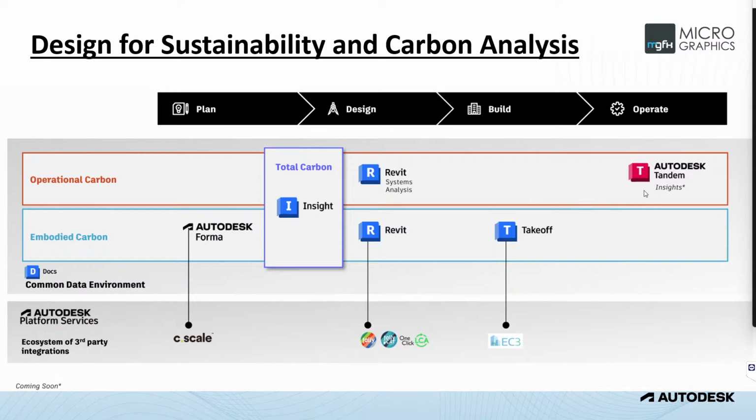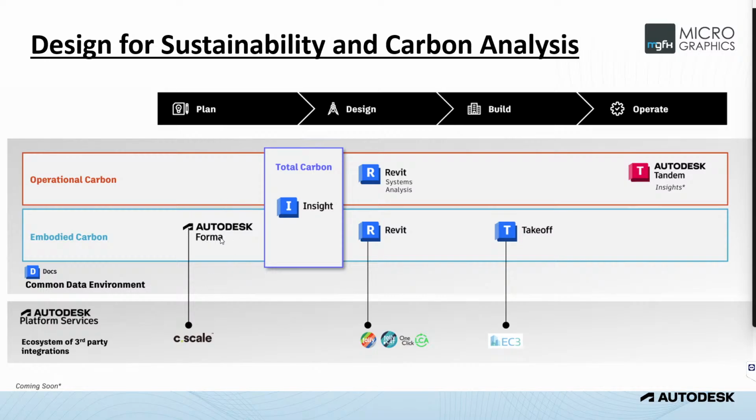So when it comes to Tandem, that is what we are looking at, the digital twin, and then what bolts onto Tandem later on during the operational phase of things. Of course, that's something else. But Tandem itself will be able to help us to optimize the operational phase of the building. And then we've got platform services. So these are services that third parties have created. Firstly, with Autodesk Forma.